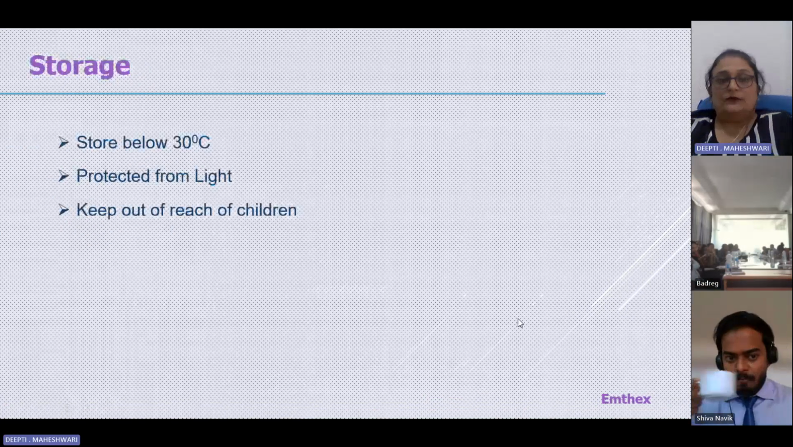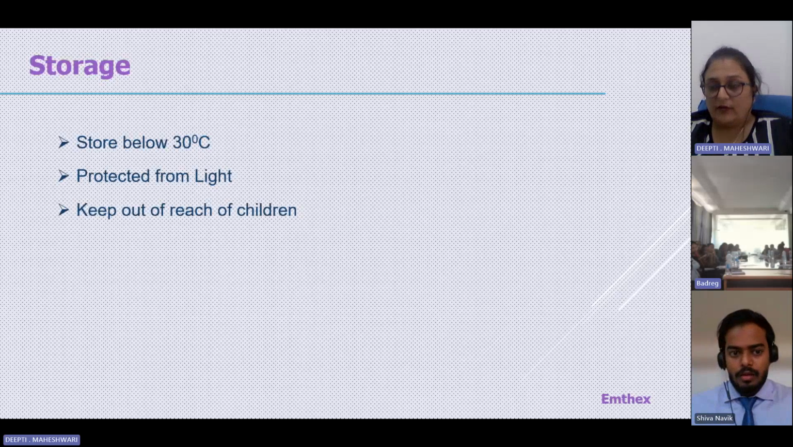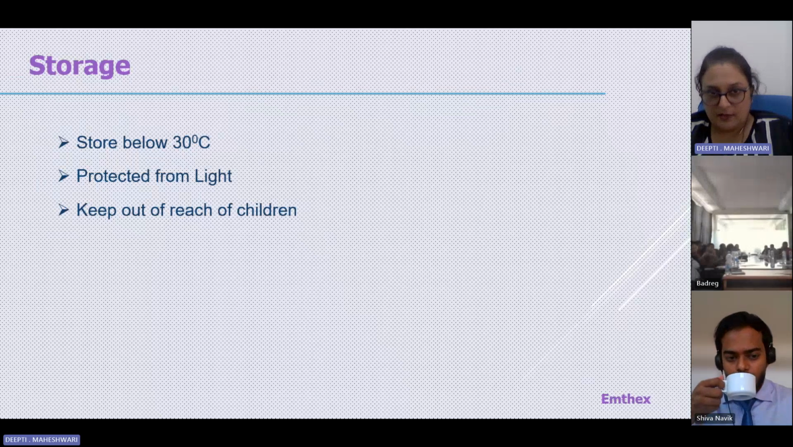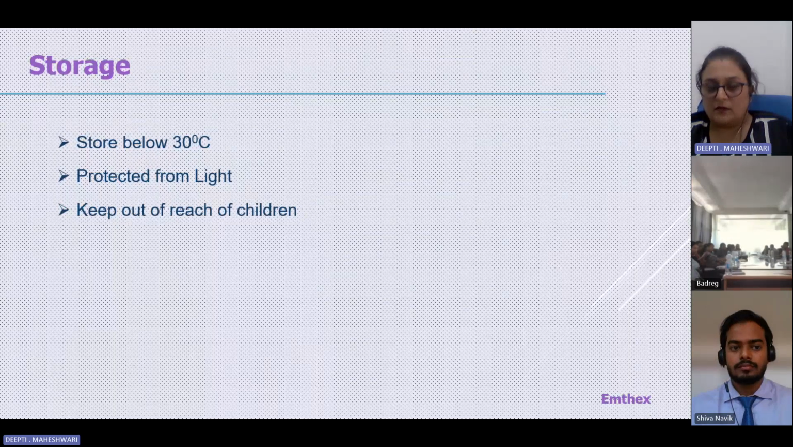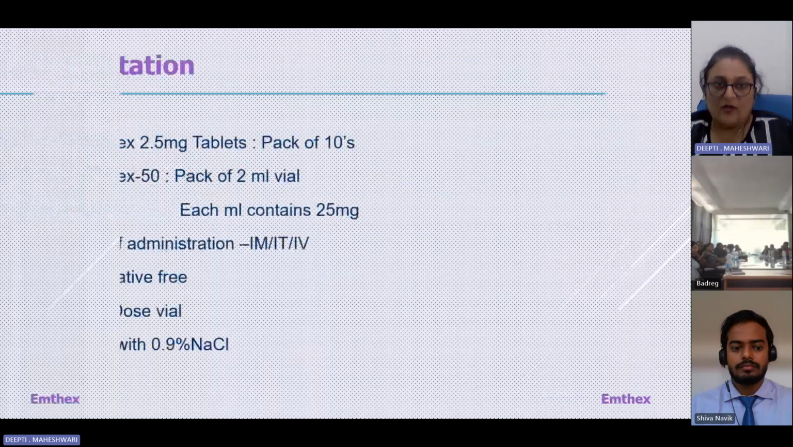Now, how methotrexate tablets and injectable have to be stored. It has to be stored below 30 degrees Celsius. It has to be protected from light and kept out of the reach of children because these are chemotherapeutic drugs. So they have to be kept away from all the children in your house.